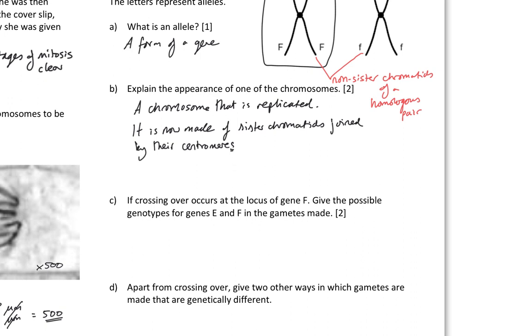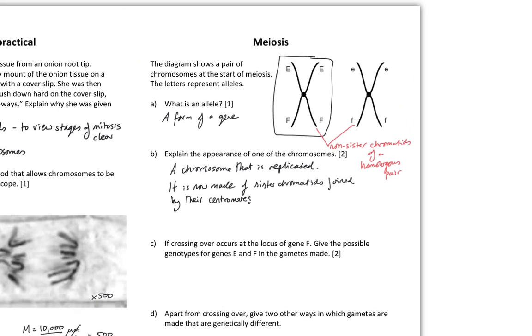If crossing over occurs at the locus of gene F, give the possible genotypes for genes E and F in the gametes made. So we're going to cross over here, move a big F onto the right-hand one and a little f onto the other one. Well, in terms of the gametes made, this chromatid here is going to separate away. So I'm going to get a big E, big F gamete.